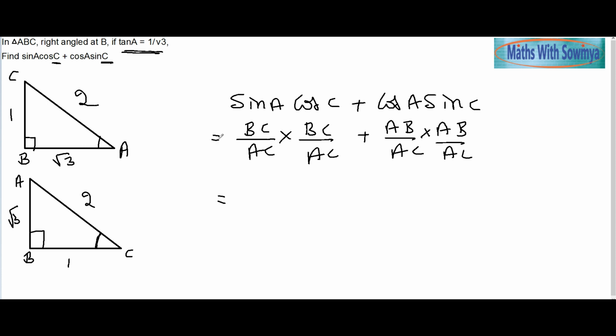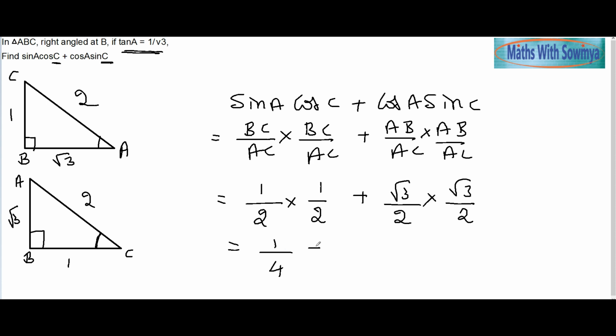Now just substitute the values. What is BC? In this particular case, 1 divided by 2. This is 1 by 2, again BC by AC itself, plus AB by AC. Wherever you take, AB does not change. This is root 3 by 2 into root 3 by 2. This will give me 4 in the denominator. Root 3 into root 3 is 3, and 2 into 2 is 4. Now this is 1 plus 3 by 4, which is 4 by 4. So your final answer is 1.